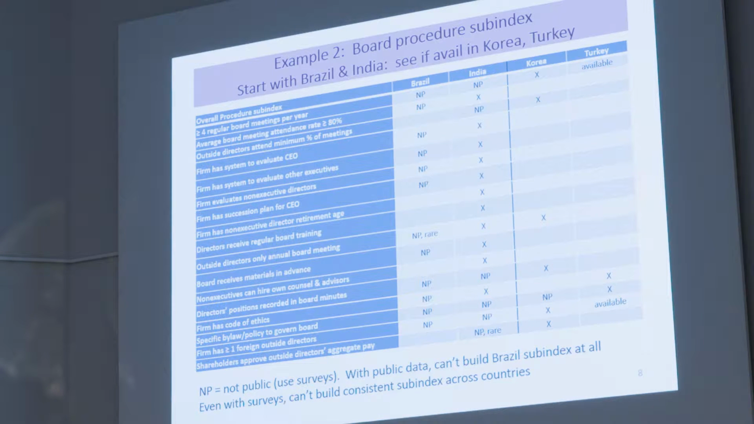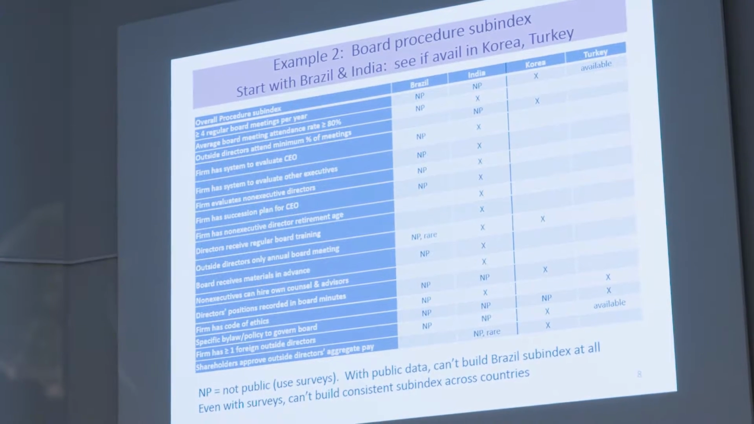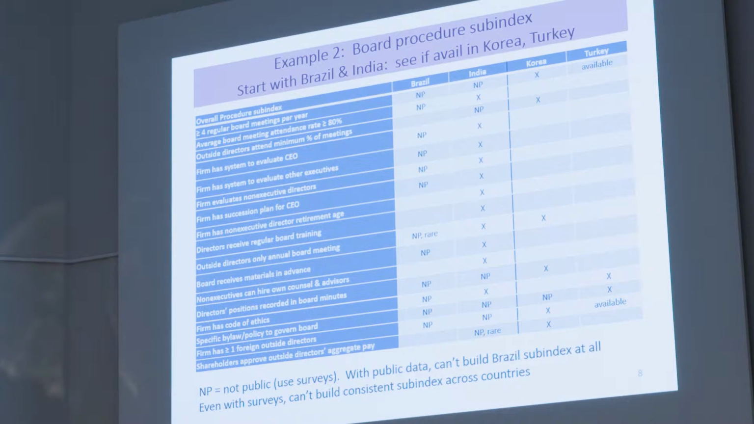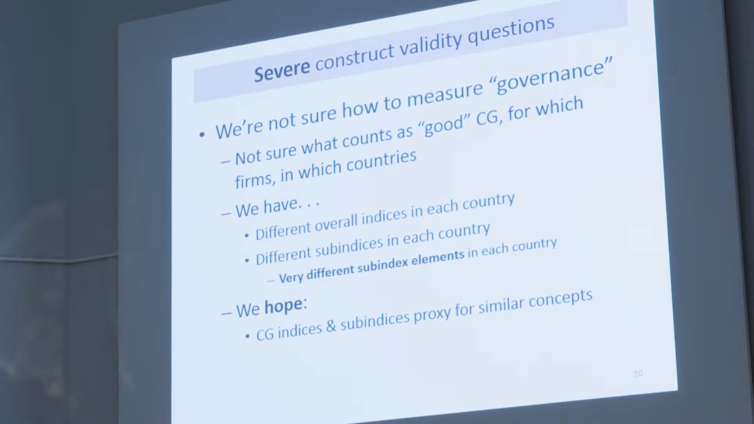Let's take those 2 countries where we use our own indices and see what we can measure in Korea and Turkey, and the answer is there's almost no overlap. You just can't use the same elements. And if you try to use elements that are public, well, you have nothing at all, right? I mean, there's nothing left. So you can't go across many countries and rely on public elements. The data just isn't there. You have to build different sub-indices in different countries, or you get nothing. And of course, this is 4 countries. The problem would get worse if you tried to get more.